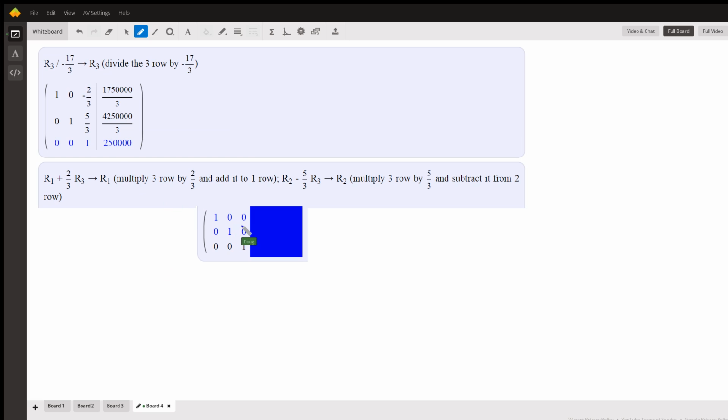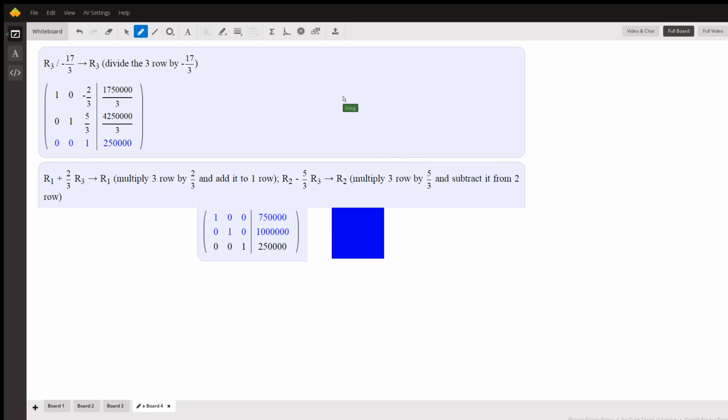and zeros everywhere else. And there's the final answer with this blue rectangle hiding the result. So pause the video, see if you can get the final answer, and then I'll reveal it. There you go.